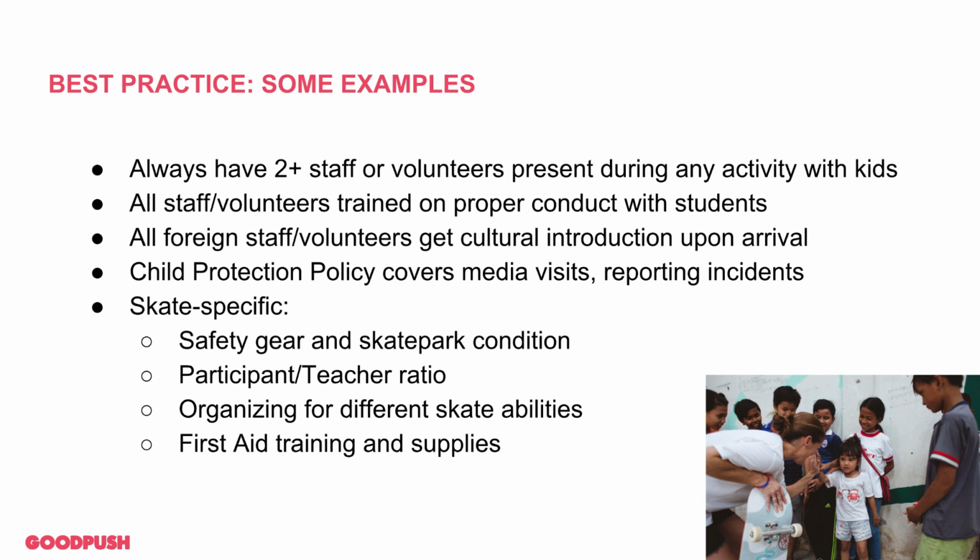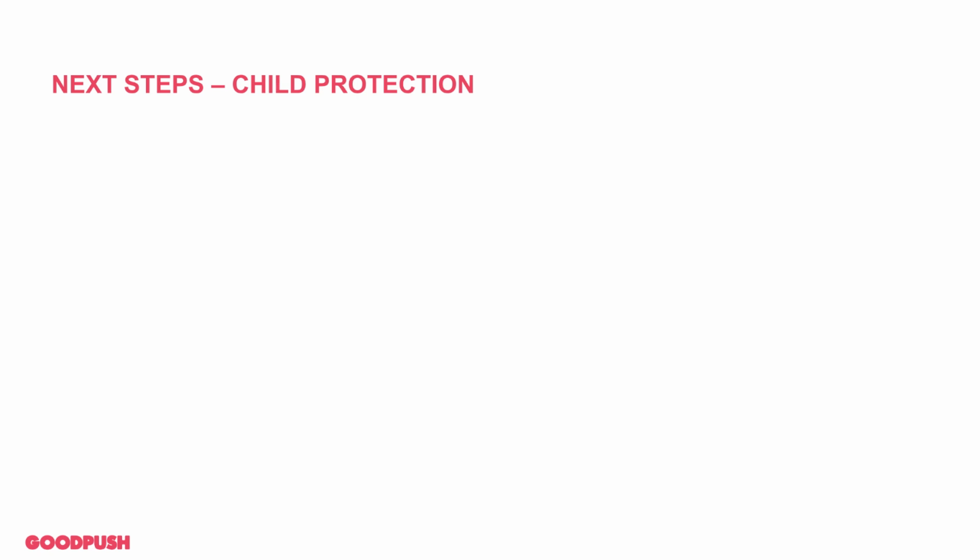And then lastly, a pretty obvious one is to have first aid supplies and, if possible, first aid training, at least for some of the key teachers. You can look into whether there are nonprofits in the area that will provide this training for free, because quite often there are. So what are next steps for building up your child protection at your skate project?